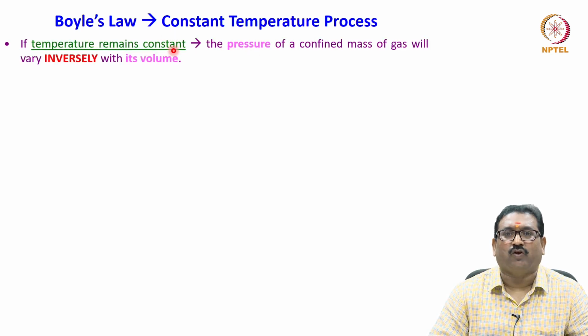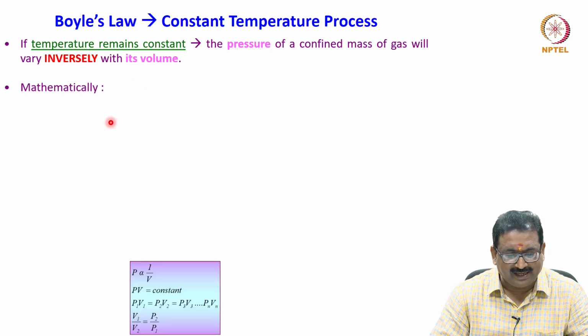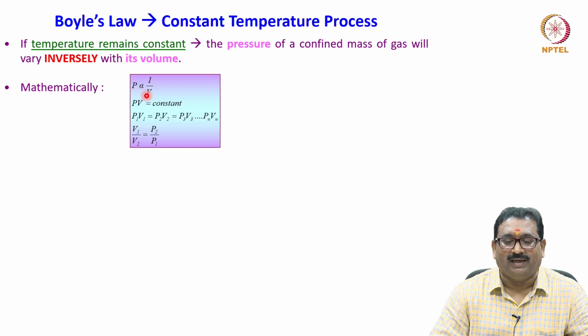If temperature remains constant, the pressure of a confined mass of gas will vary inversely with its volume. So mathematically it is represented as P is inversely proportional to 1 over V, that is, PV equal to constant. Meaning, anywhere you take P1 V1 equal to P2 V2, that is equal to P3 V3, or V1 by V2 equal to P2 by P1.